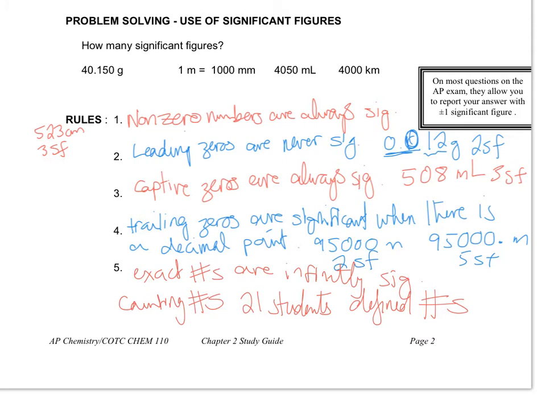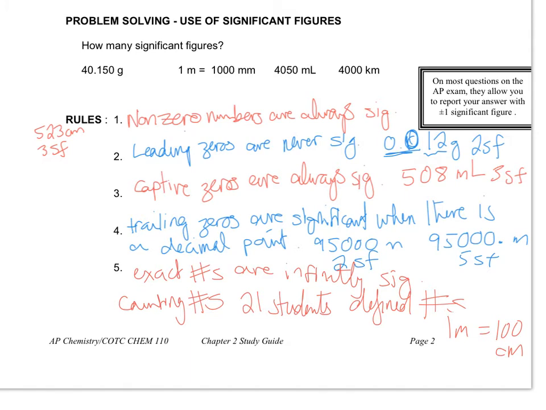Also, defined values are infinitely significant. For example, by definition, 1 meter is equal to 100 centimeters. That's by definition. When they came up with the prefix centi, they said that's 100th of a meter. And so by definition, that would not limit your sig figs. So that 100 or that 1 is not limited in sig figs.